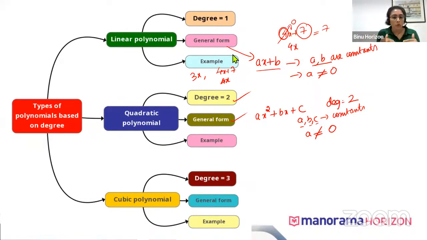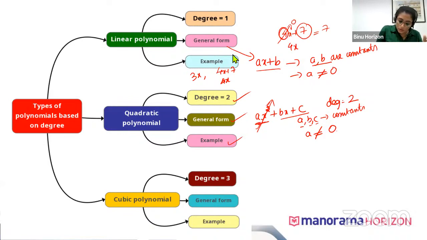Similarly in the quadratic polynomial also. The first term means ax square. In that ax square, a should not be equal to 0. If a is equal to 0, you will get bx plus c. It will become a linear polynomial. Understood? So a should not be equal to 0. For the condition to be satisfied, what are the things to be known? a, b, c should be constants, and also a should not be equal to 0.